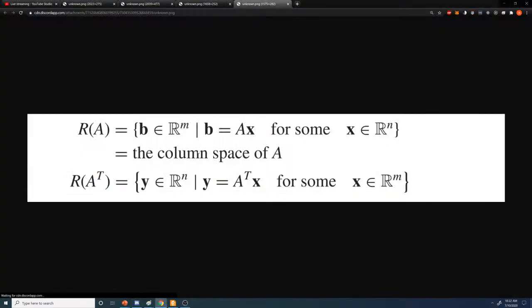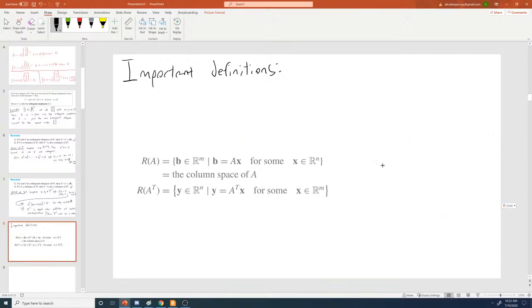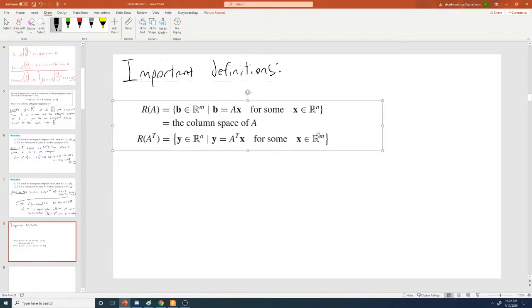To do this, I need to give you guys 2 definitions. These will be important definitions for the rest of the chapter. Fortunately, they're mainly about notions that we've already seen in the past. Here, A is an M by N matrix. And associated to this M by N matrix, we have 2 different subspaces. First, we can form the column space of A, which is going to be a subspace of R^m.